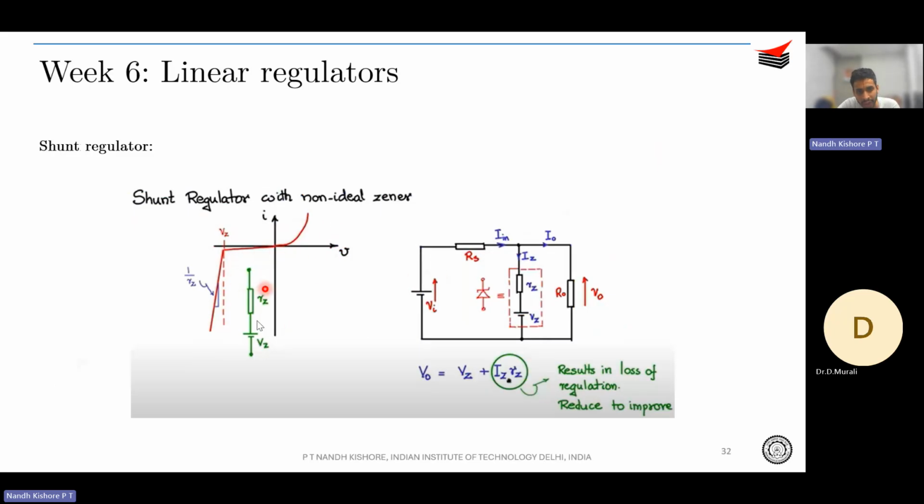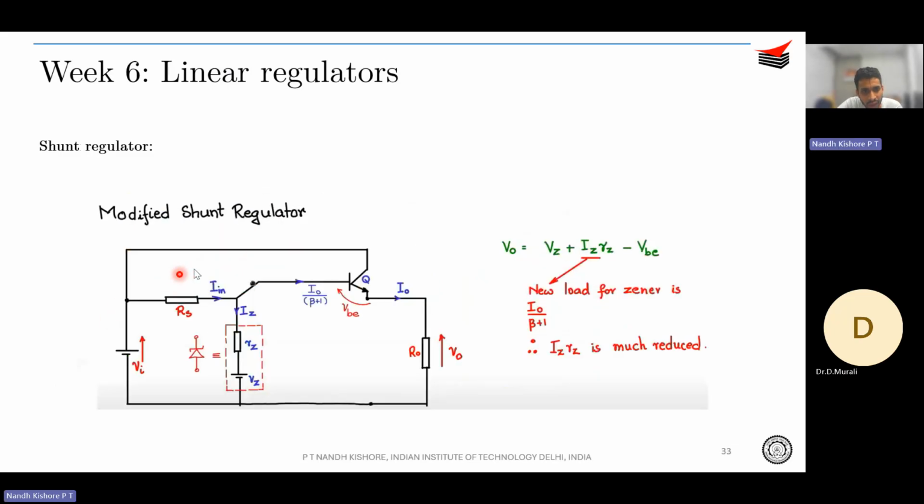Now that you incorporate this loss component of RZ in the equivalent circuit, by simply KVL, you see that V naught is equal to VZ plus IZ into RZ, right? This term IZ into RZ actually results in a loss of regulation, and that is something we have to reduce in order to improve regulation. If you want a stiff output voltage, you want to make V naught equal to VZ. So somehow we should compensate this. That is the non-ideality of a Zener diode, right? This slope is your 1 by RZ.